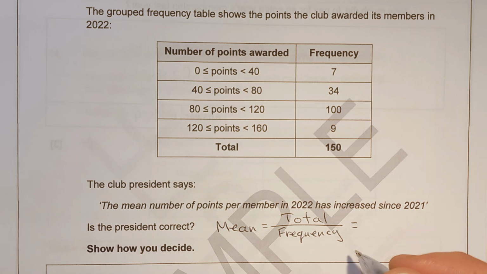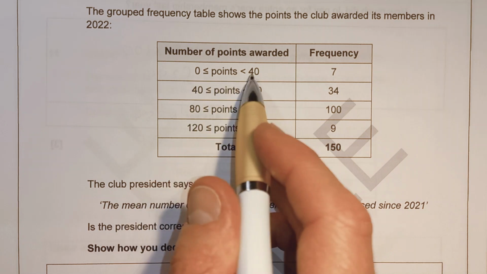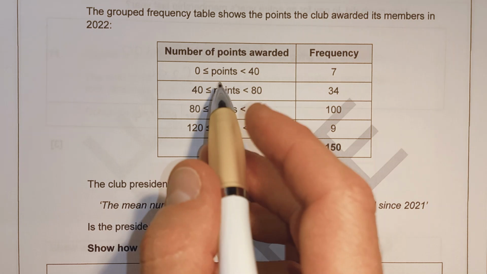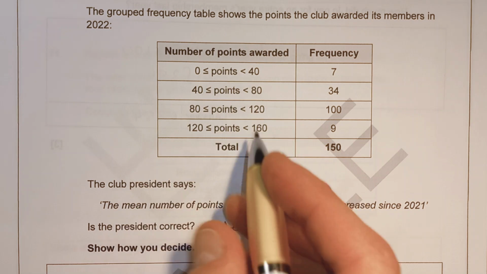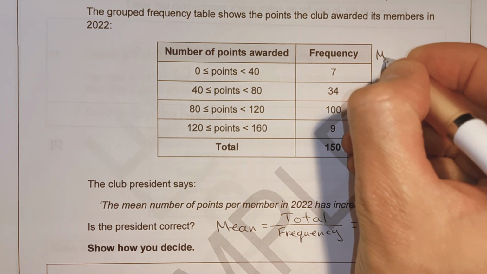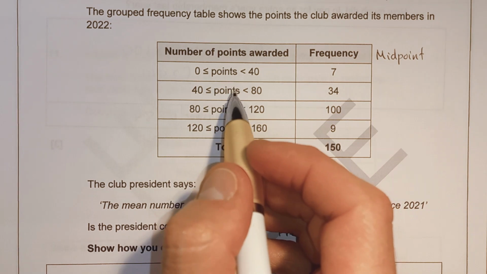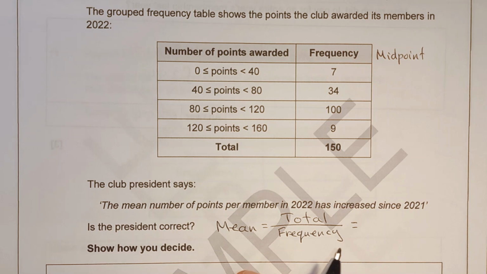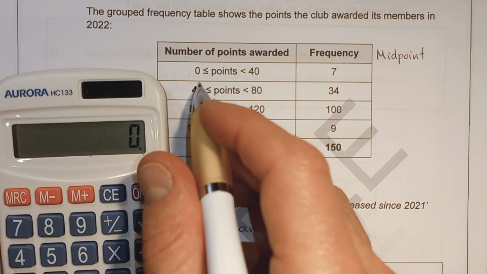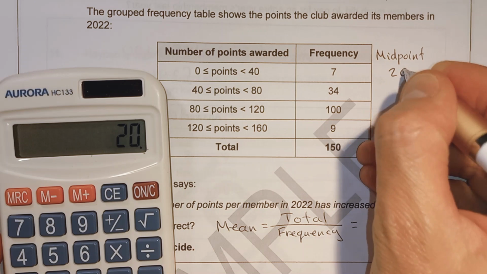To work out the total, well, it's going to be difficult because we don't know exactly, like these 7 people, we don't know exactly how many points they got. They could all have got 0, they could all have got 39, they could have got some in between. So what we're going to do is work out a midpoint and say, let's assume everyone got halfway in between these ranges. And the way we work out that midpoint is we take the smallest value, add the biggest value, and divide by 2. So we get 20.